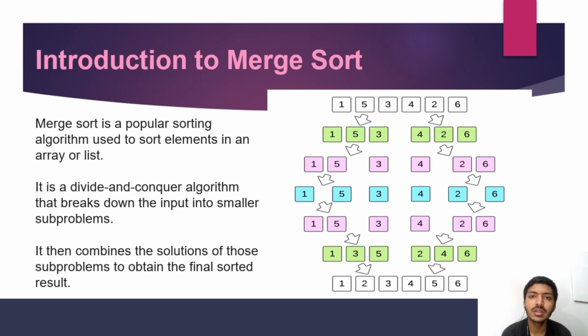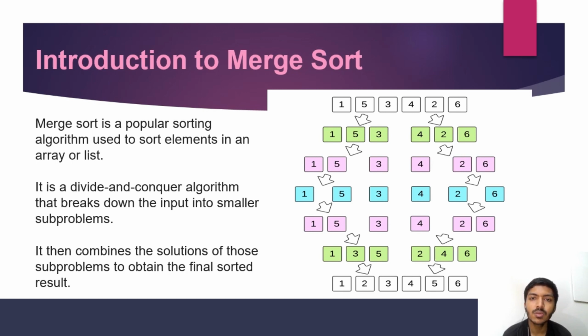Now let's have a look at this example. Here we have 1, 5, 3, 4, 2, 6, which are not arranged properly in an ascending or a descending order. In this algorithm, we'll sort it in ascending or descending order. First of all, the array is broken down into two sub-problems. In this case, 1, 5, 3 and 4, 2, 6 are our sub-problems. Then it's further broken down into two more sub-problems, respectively 1, 5, 3 and 4 and 2, 6. Then 1, 5 and 2, 6 are broken down into individual elements: 1, 5, 3, 4, 2, 6.